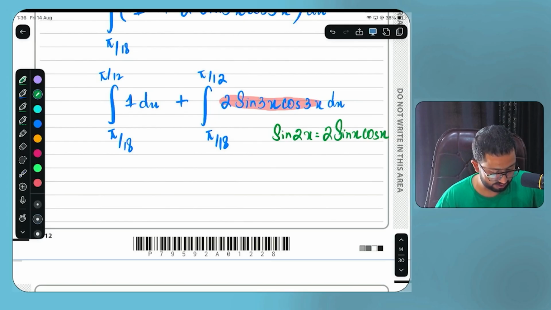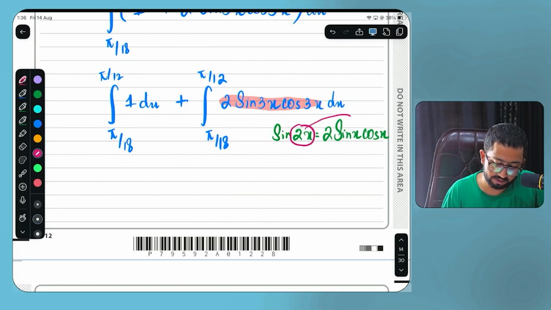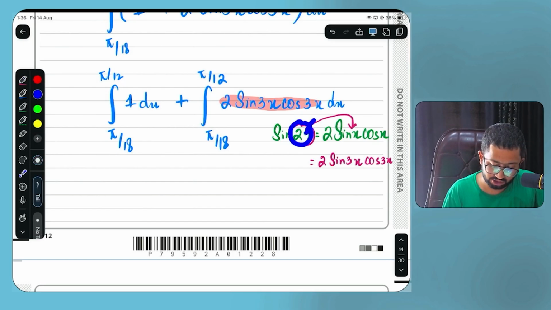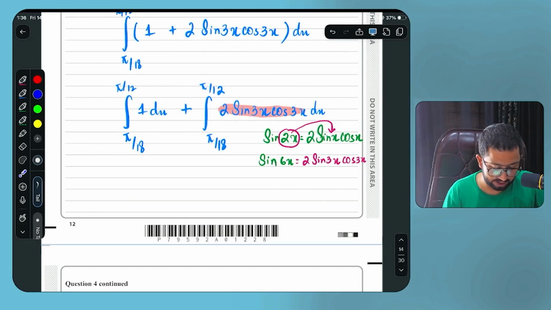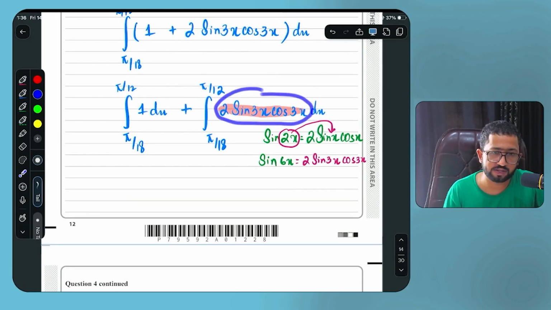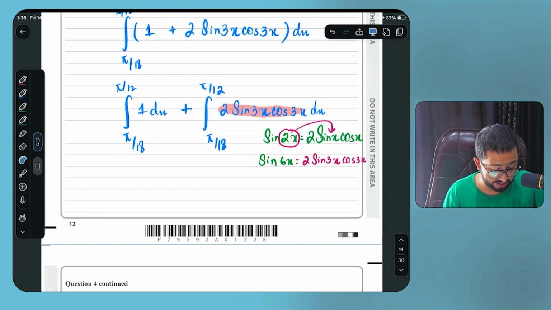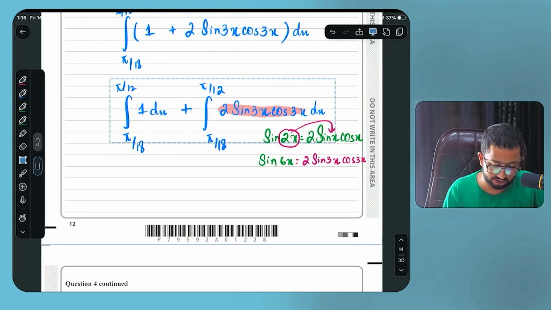So everyone knows in the derivation of sine 2x, this angle is always the double of this angle actually. So if I say 2 sine 3x cos 3x, this angle should be the double of this angle. So what is the double of 3x actually? Which is 6x. That is a formula we have to use over here. You can't integrate this function directly, obviously. You have to use the formula. Trigonometry is very important in integration and differentiation.